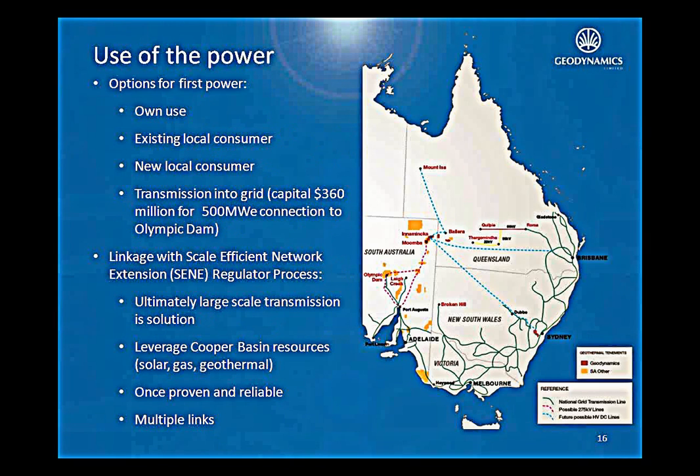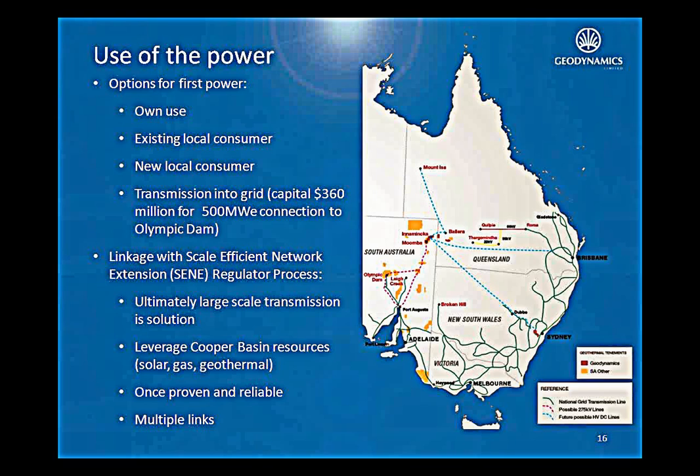A question that's often levelled at Geodynamics and others in the Cooper Basin region is, how are you going to get this power out? Yes, great, you can produce 6,000 megawatts of power. There's no grid. How are you going to get it out? Well, the first tranche of power that we produce, there are a number of options open to us.